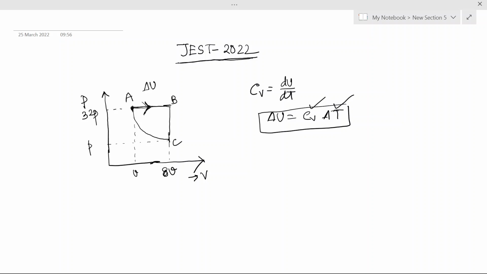First of all, what is the change in temperature while going from A to B? In the question, it has been given that the temperature at A is T. You can clearly see that while it goes from A to B, its pressure is constant, right? So its pressure is constant while going from A to B. So we can use the ideal gas equation, PV is equal to RT.